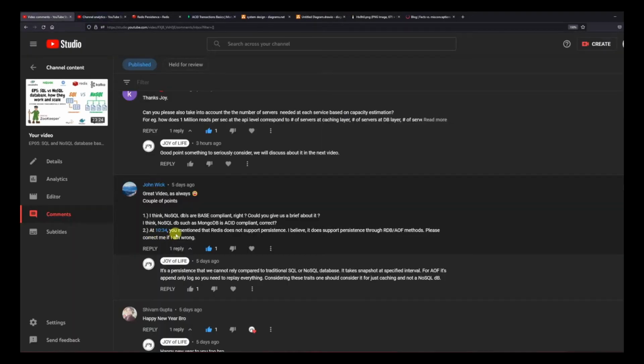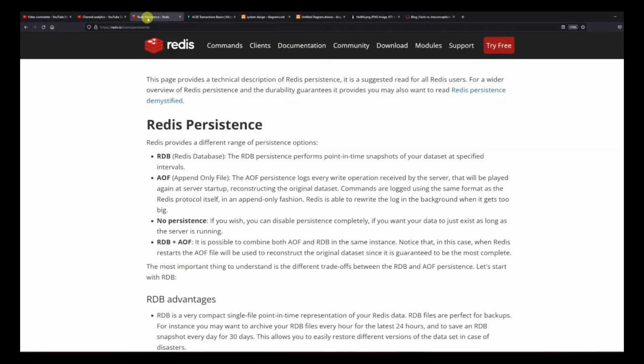At 10:34, you mentioned that Redis does not support persistence. I believe it does support persistence through RDB and AOF. Please correct me if I'm wrong. Yeah, John, you are correct. It supports RDB and AOF. But what I meant over here is, let's go to the documentation.